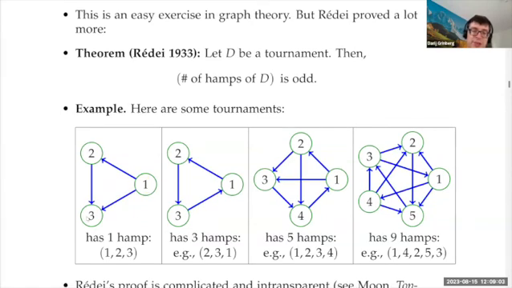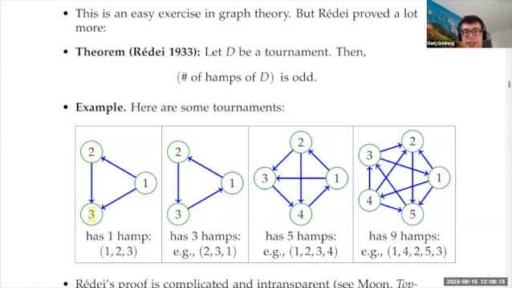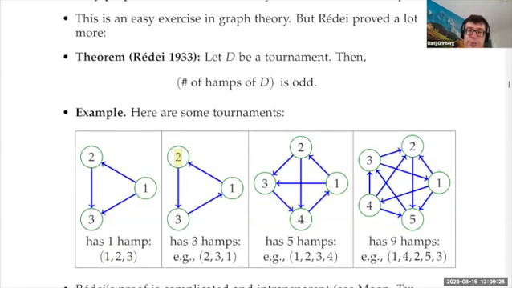So this is a tournament with only one HAMP, because you have to start at 1. You cannot get to 1, so you have to start at 1. Then you have to go to 2, because if you go to 3, you're immediately stuck. And then after 2, you have to go to 3. So 1, 2, 3 is a Hamiltonian path of this tournament, and there is no others. This tournament has 3 Hamiltonian paths: 1, 2, 3; 2, 3, 1; 3, 1, 2, because it's a cycle. To turn a cycle into a path, all you need to do is break it at any point you wish. So you get 3 of them.